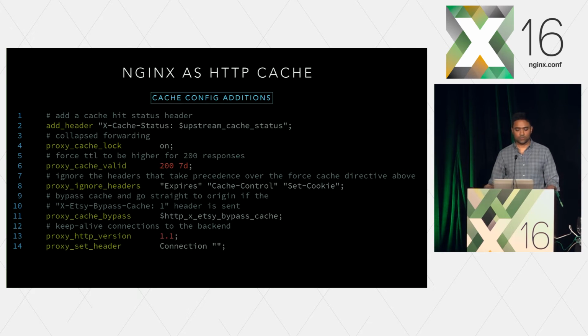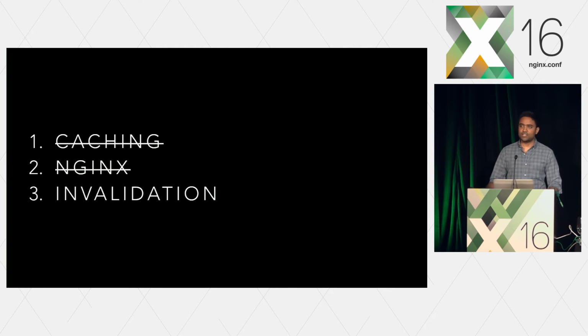And the next two are more about forcing a cache on the server, even though the origin doesn't tell you to cache it. And the bypass directive, again, will make sense later. And the last one is to keep connections alive to the backend so that you're not reopening a new TCP connection every time. So that's the gist of caching and Nginx. Well, you can go start your own CDNs now.